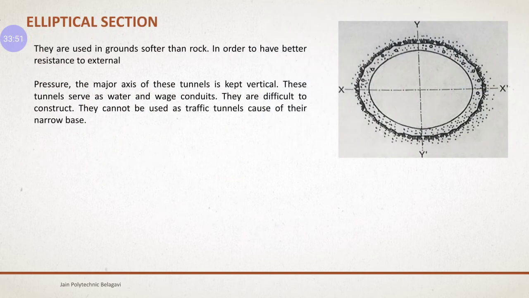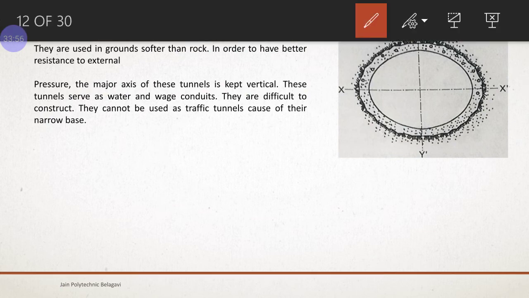Next is the elliptical shape. Elliptical shapes are used in grounds that are softer than rock. If the ground is softer than rock, this is used in order to have better resistance to external pressure. In the case of the circle, it was internal as well as external. In the case of the elliptical shape section, it is used when the soil is softer than rock, and it resists the external pressures.